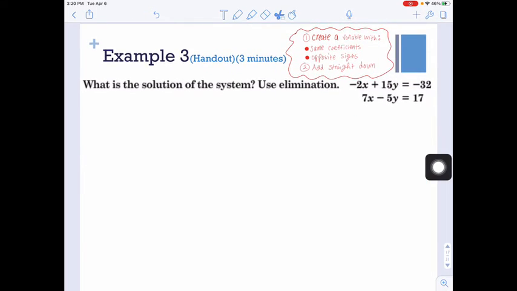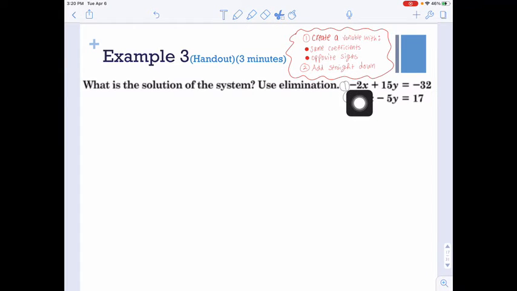Example 3 says, what is the solution of the system? Use elimination. We have negative 2x plus 15y equals negative 32 and 7x minus 5y equals 17. Up at the top, I put the reminder that first we want to create a variable with the same coefficients but opposite signs, and then we want to add straight down. Again, it's important to label our equations so that we can refer to them easily.